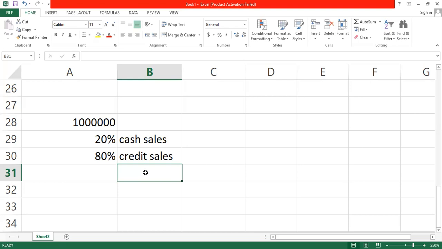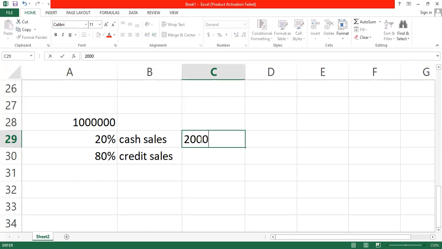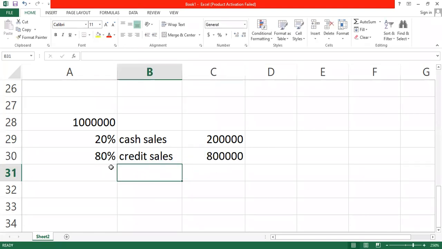It means that if you made sales in January, you are going to receive 10% of how much? Car sales will be 200,000, 20% of the 1 million, and credit sales will be 800,000. So they are saying that 10% of the credit sales is received in the month of sales. It means that 80,000 out of the credit sales will be received in the month of sales.